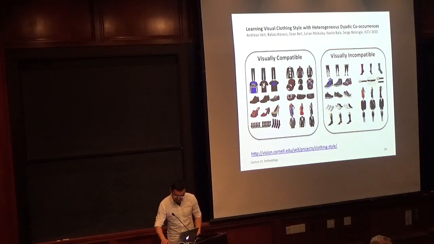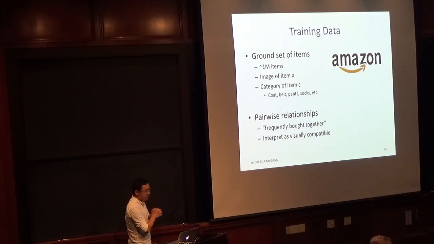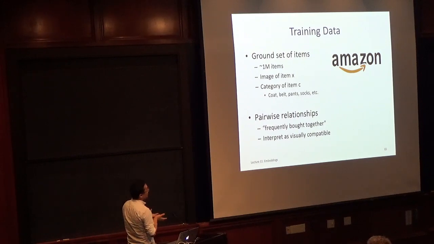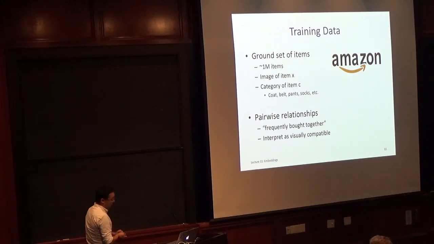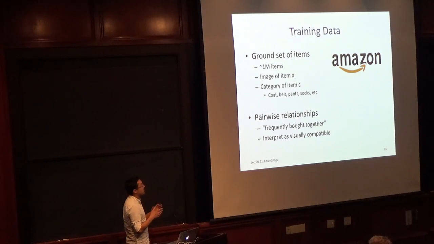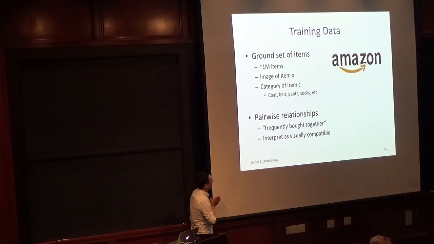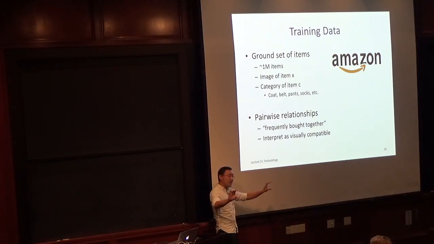That's the idea. The training data, as I briefly mentioned before, is a ground set of items scraped from Amazon, about 1 million items. The attributes of the items are the images, so you have an image of the item. And then you also have categories, like coat, belt, pants, sock, etc. These are all things that you can easily scrape from Amazon. And then you have this particular pairwise relationship that you can also scrape from Amazon: frequently bought together. Everyone who's ever visited Amazon knows that there's this pane of recommendations saying people who buy this item also often buy these other items. So that's the learning signal.